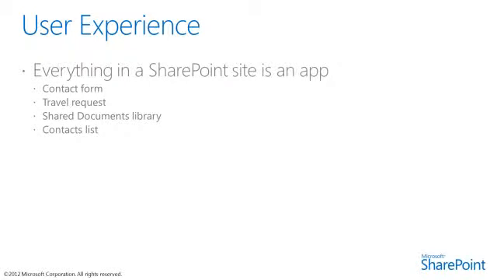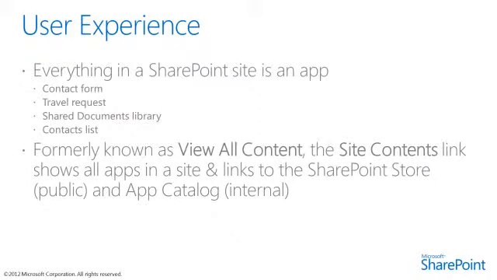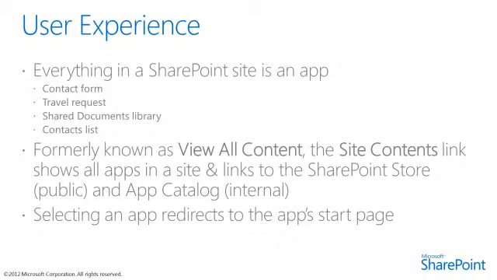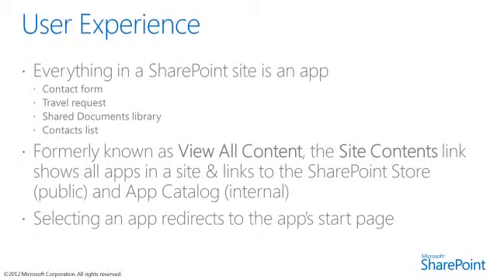One of the key changes in SharePoint 2013 is that now everything is treated as an app. That includes lists, libraries, custom apps purchased from the store, and apps that are located in the app catalog. Everything is an app. The actual implementation hasn't changed. They are just referred to as apps for a more uniform experience for end users. You can easily find apps by going to the site contents link and looking at the SharePoint store and the app catalog for apps that you can install within your SharePoint instance. When you select an app, it then redirects you to the app start page where the actual app is located.